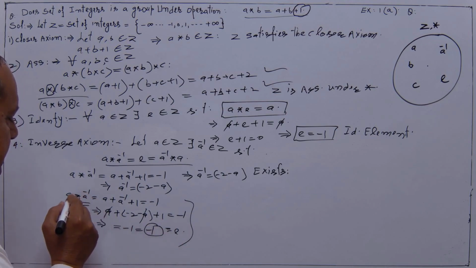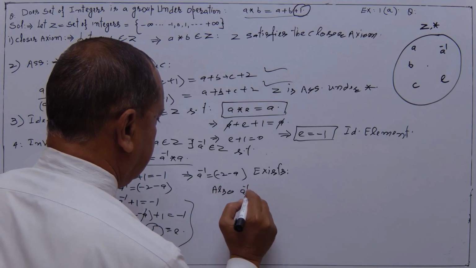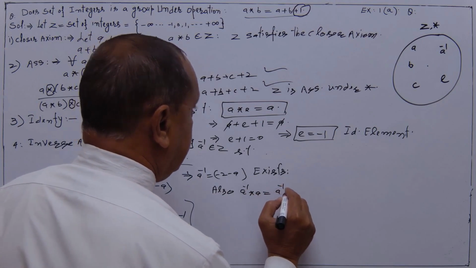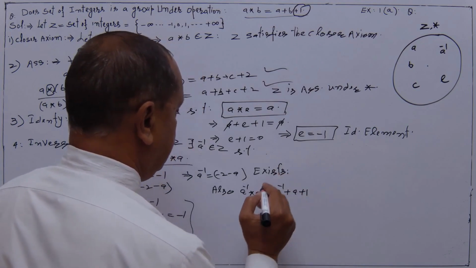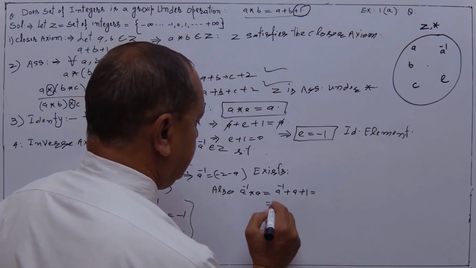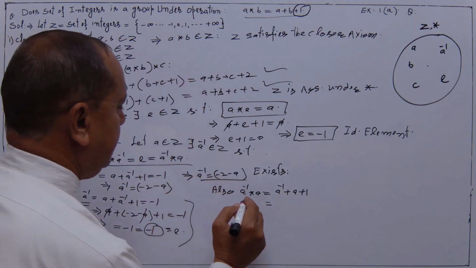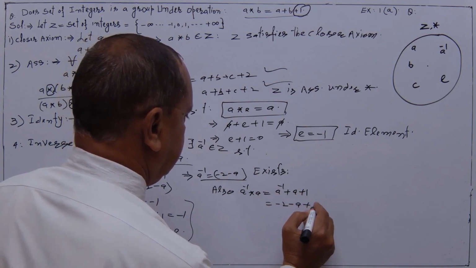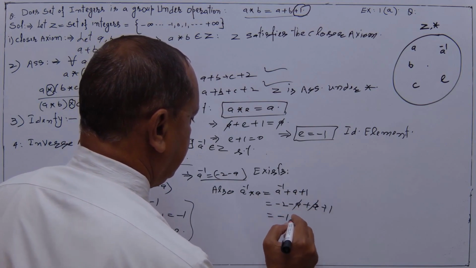Also A inverse star A, its value will be equal to A inverse plus A plus 1 is equal to E. So E is minus 1, which is equal to A inverse. अब A inverse की जो वैल्यू है तो ये आएगा -2 minus A plus this A plus 1, and plus A and minus A cancel and which is -2 plus 1, minus 1 is equal to minus 1.